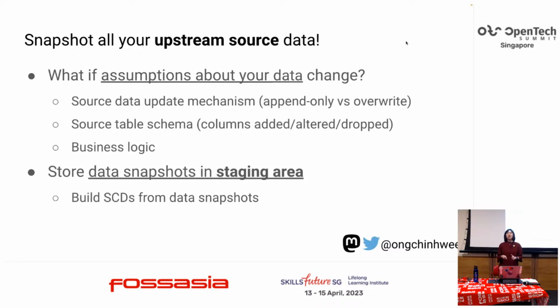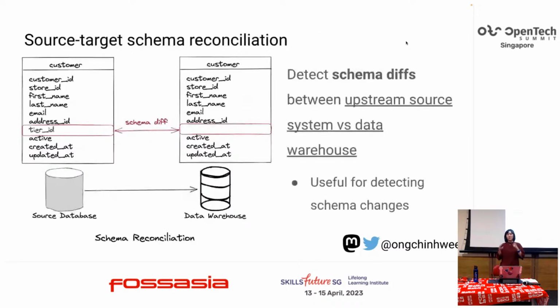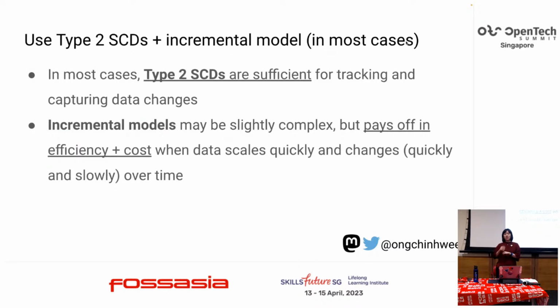Of course, speaking about schema changes, it's useful to detect schema diffs between your upstream source and your data warehouse. Something like a source-target schema reconciliation would be useful for you to detect changes. And use type 2 SCDs and incremental models, because type 2 SCDs are typically sufficient for tracking and capturing data changes. You don't need to go into SCD3 or 4 unless it's special cases.